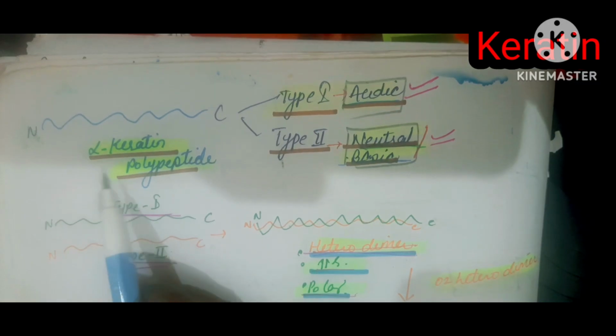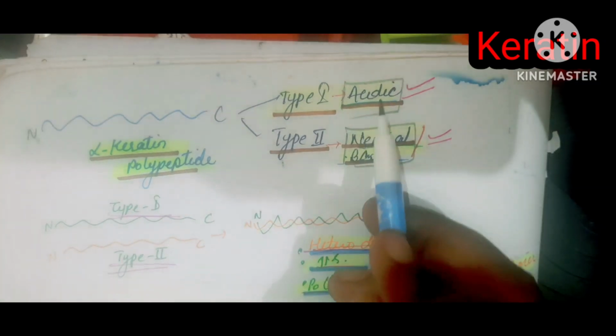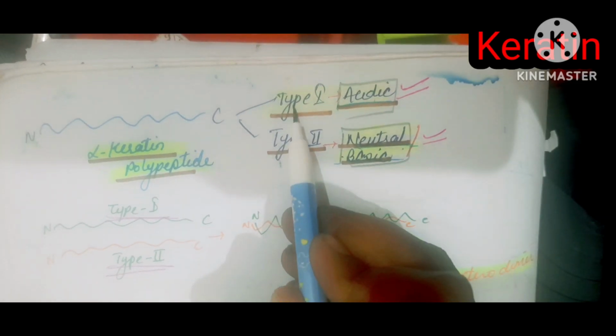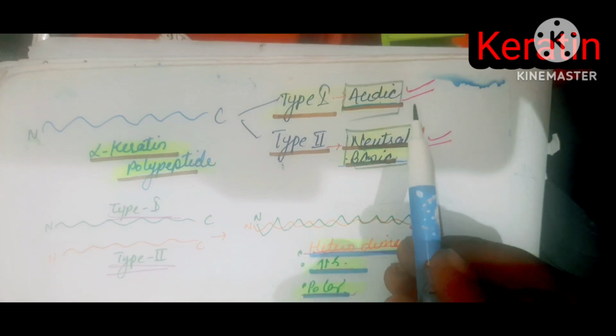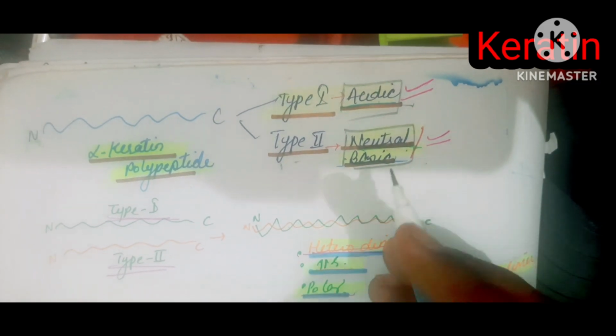So this is the structure of the alpha keratin polypeptide as a whole. There can be acidic amino acids in it, or they can be neutral or basic. Depending on that, type 1 alpha keratin polypeptide has acidic amino acids, whereas type 2 contains neutral or basic amino acids. Let's talk about its complete synthesis as well as the form in which it is released.